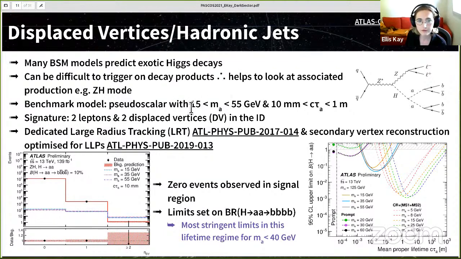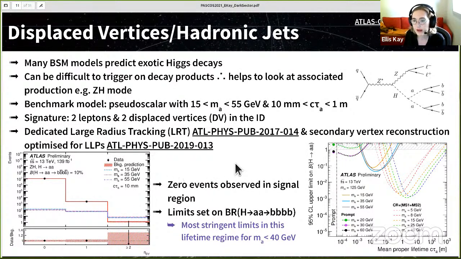In this search, they use 2 control regions to calculate the backgrounds. You can see on the plot on the left, one of the control regions requires 0 displaced vertices, and the other one requires 1. The third bin in this plot of number of displaced vertices is the signal region, and actually 0 events were observed in the signal region.